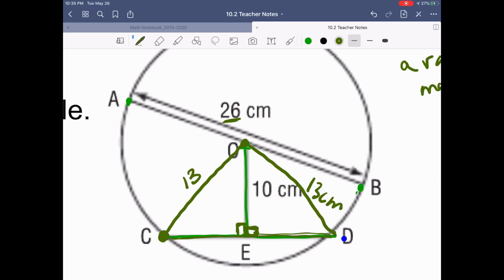So let's say we're going to focus on this triangle right here. We know that this side is 10 centimeters and this side is 13. We can find the bottom. We don't know what the bottom side is, but if we find the bottom using Pythagorean theorem, then that's part of the chord that we need to find. And specifically, it's actually half of it. So if we find the length of this side, we can just double it to find the length of the whole chord. So that's how you would go about solving this question.